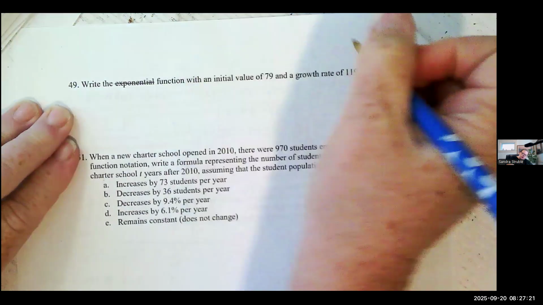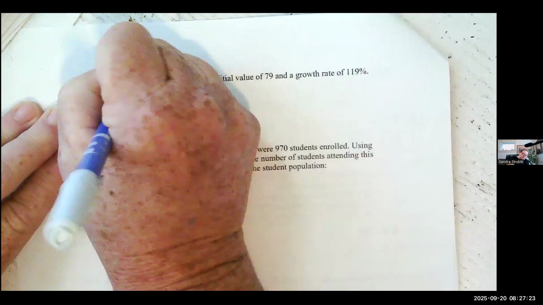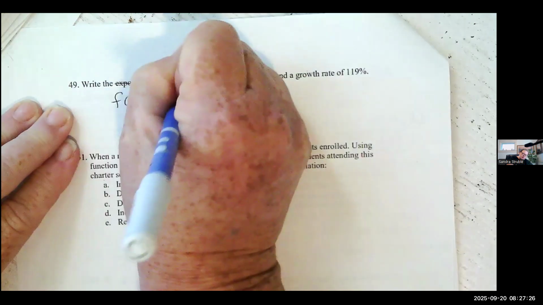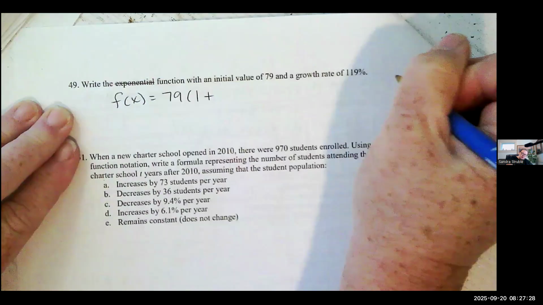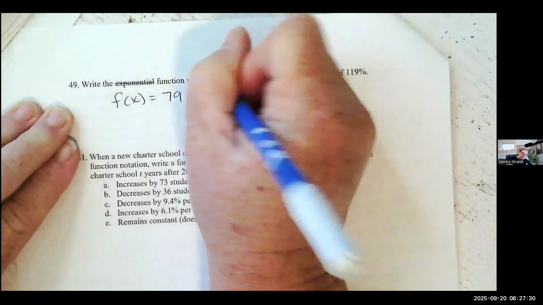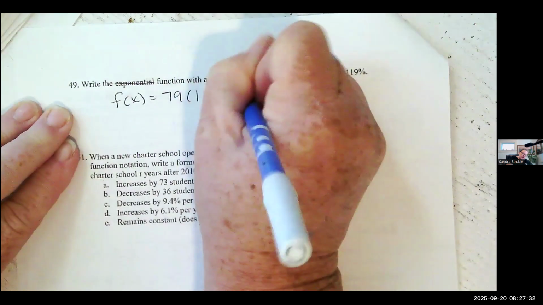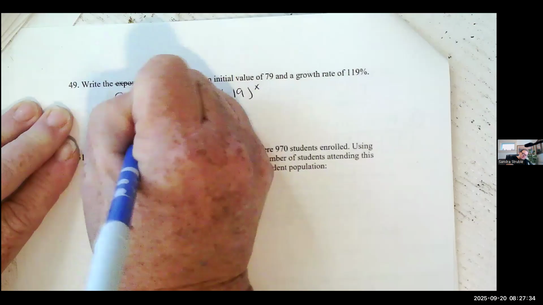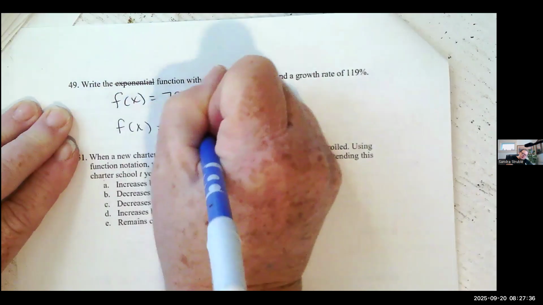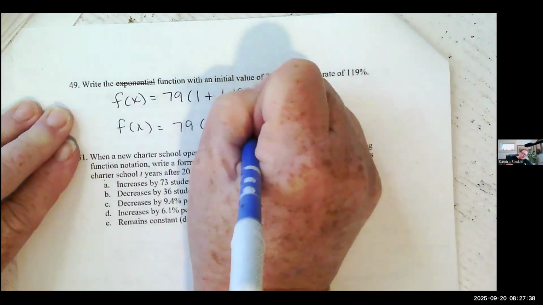Write a function again, because I'm not saying exponential. Initial value 79. It's growth, so 1 plus 119% divided by 100 is 1.19 to the x. Clean it up. Simplify. 2.19 to the x.